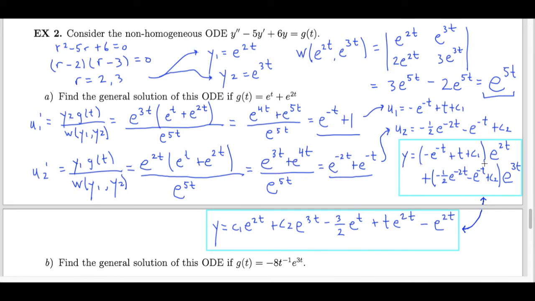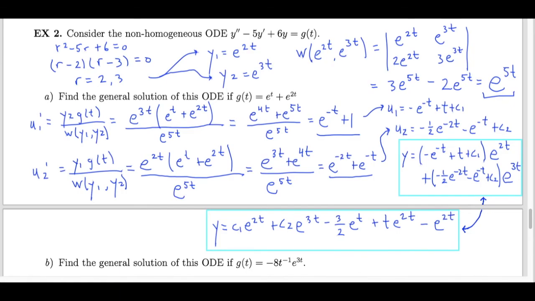This term here came from the fact that this e to the t was present in my g of t. And then when I look at this second term, the e to the 2t, we know that because of the repetition between that term and the similar term that we identified in our y sub h, we would need to multiply that by a t. And that t e to the 2t term, the coefficient of 1 in this case, does show up in this method. So I just wanted to point out that those considerations of repetition that we discussed in the last section are all accounted for in this method. I can just apply this method directly and it takes care of all those details for me.